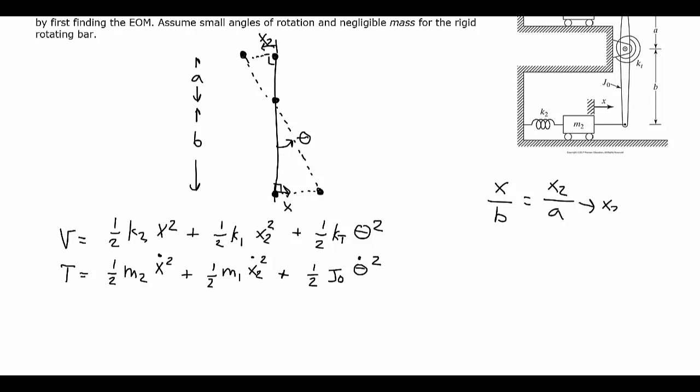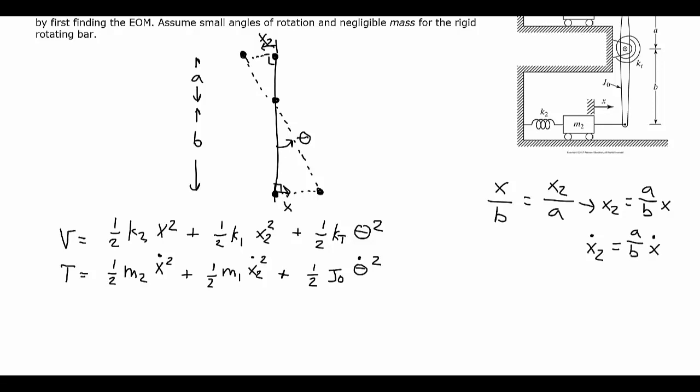So rearranging this, I'll be able to eliminate the x2. I can multiply by a. So x2 is a over b times x. Now, that'll be one substitution I'll be able to make for V and for T. And it's also going to be true while I'm here, I can take the time derivative of the left side and the right side. a and b here are constant. They don't change in time, so they are going to be able to come outside of my time derivative.